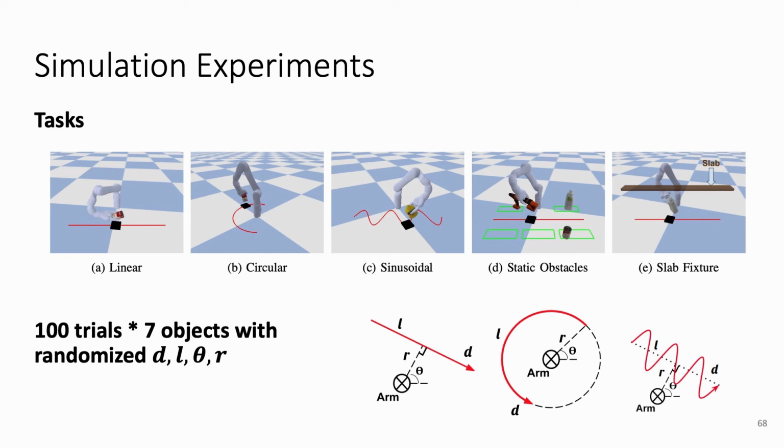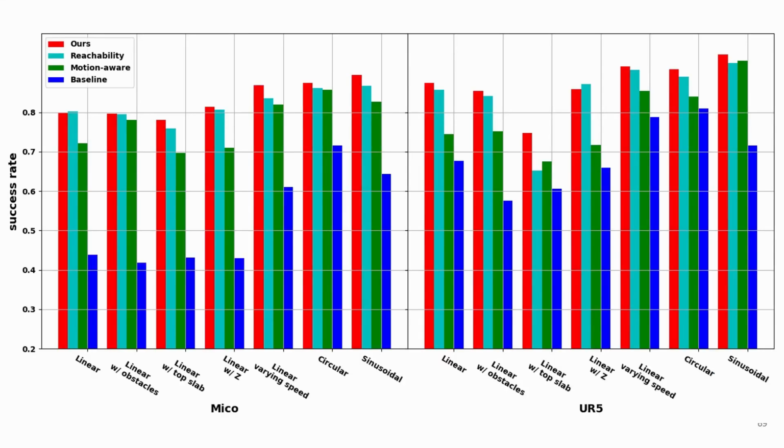For each object, we run 100 trials with randomized D, L, theta, R. As shown in the bottom right image, D is the direction of the trajectory, L is the length of the trajectory, theta is the angle of the trajectory, and R is the distance of the trajectory to the robot arm base. This chart shows the experimental results on the 4 methods.